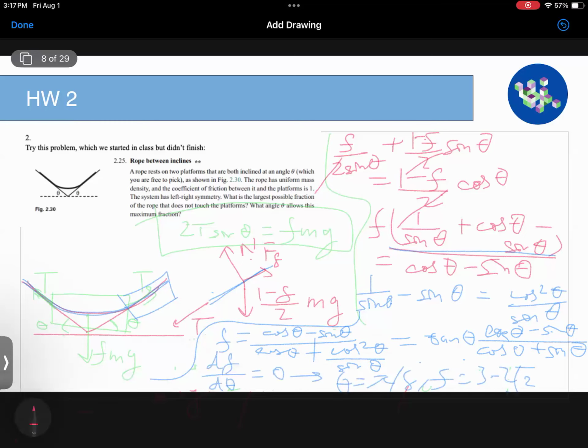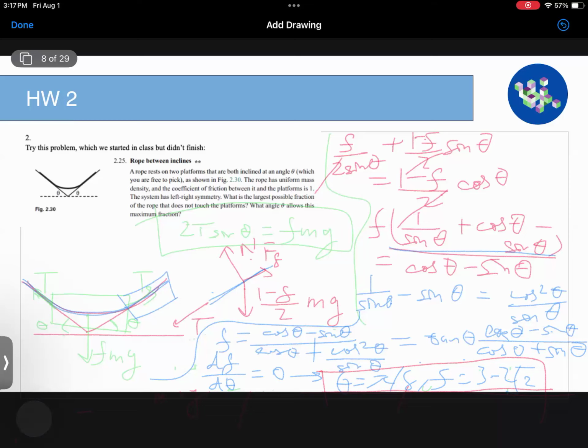At the end, once you understand everything conceptually, it's just a matter of doing the algebra and taking the derivative. But other than that, it's a pretty good problem. So that should be your final answer. Theta equals pi over 8, and the fraction is 3 minus 2 square root of 2.